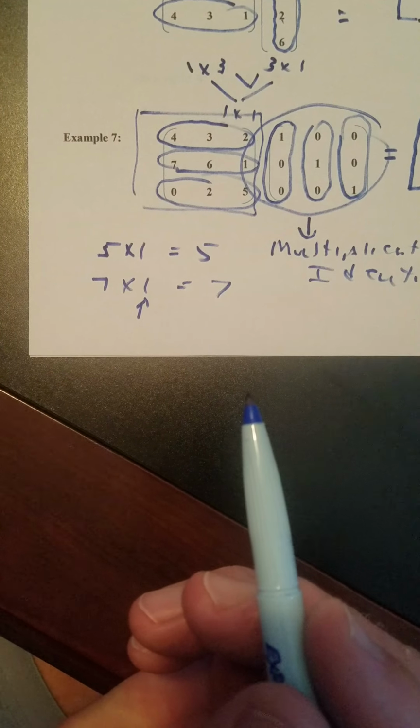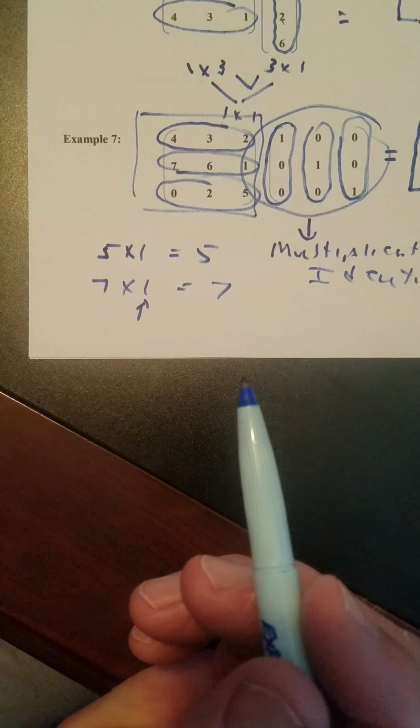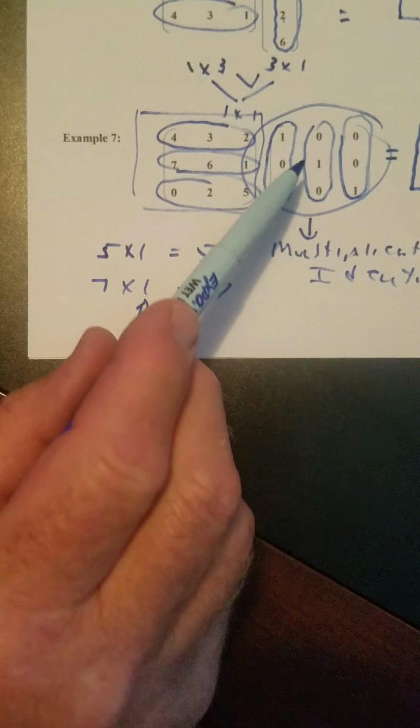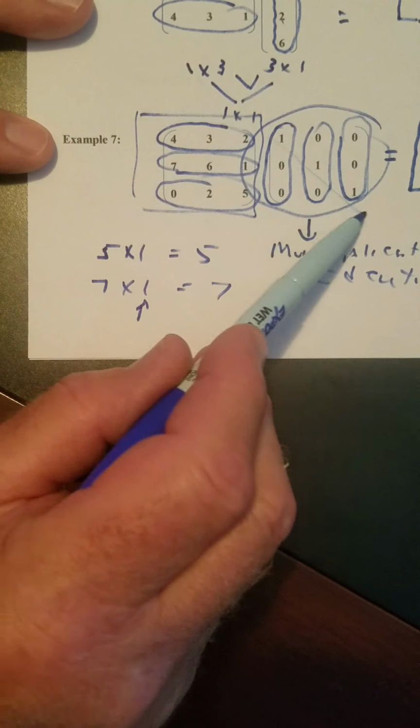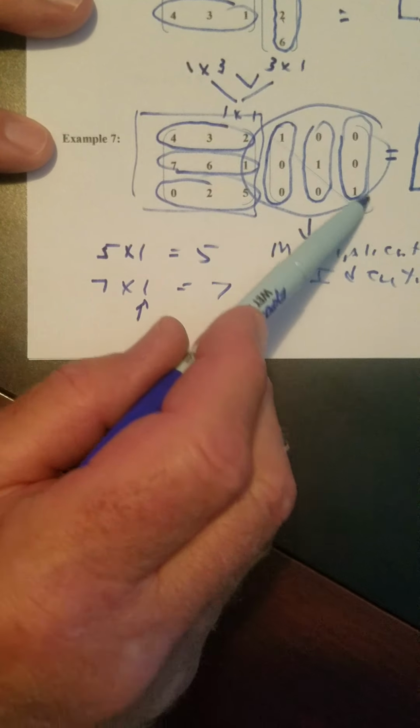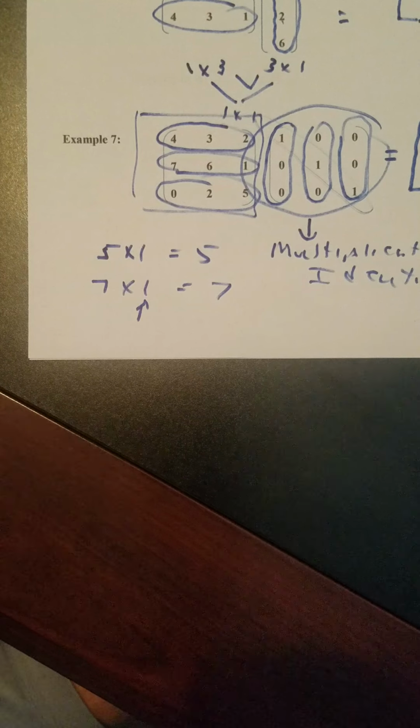If I ever ask you what the multiplicative identity would be, remember that the 1s are on the diagonal and you got zeros everywhere else. That should look familiar because we kind of use that with Gaussian. That was kind of our goal.